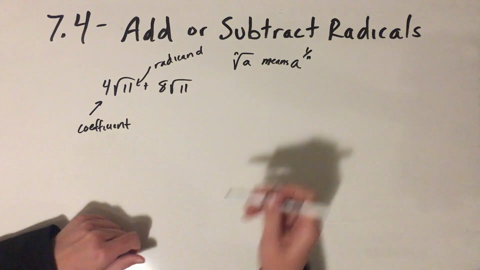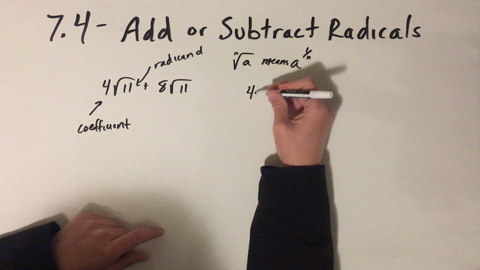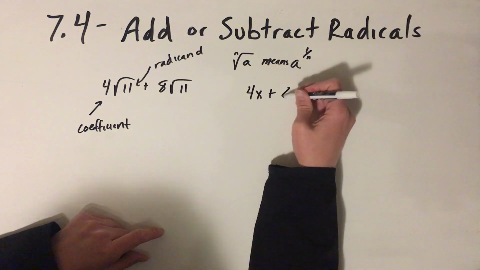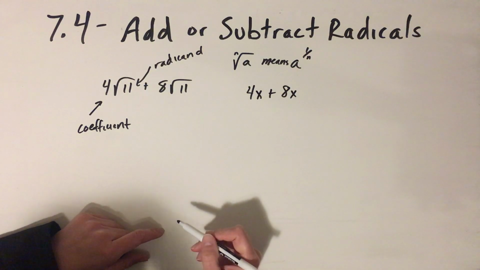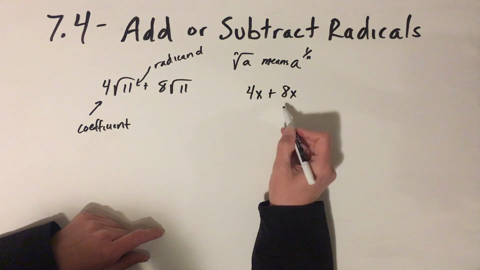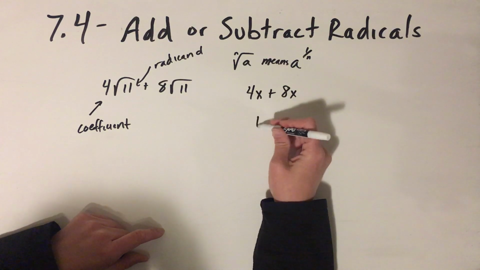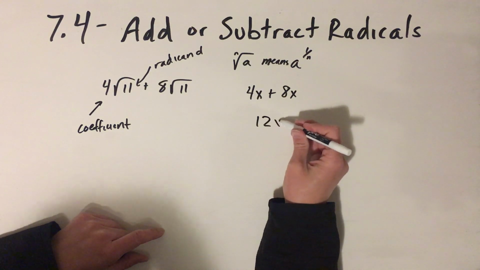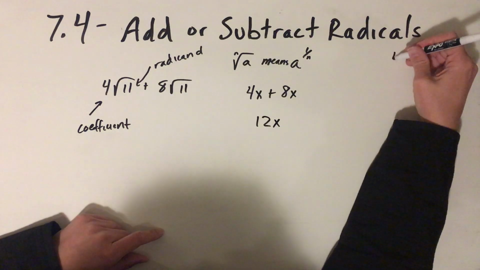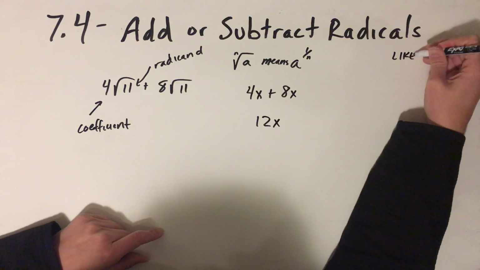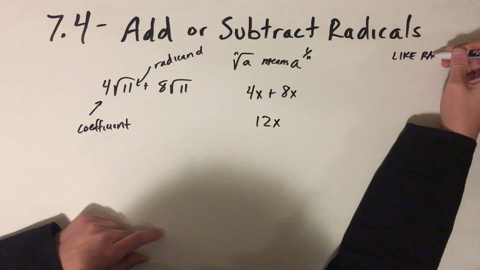Okay, so if I said to you, hey, can we add 4x plus 8x? Then you'd be like, well, yeah, those are like terms because they're both x's to the power of 1. So then you would just combine their coefficients, the 4 plus the 8, and you would get 12x. Well, what is a like term or a like radical?